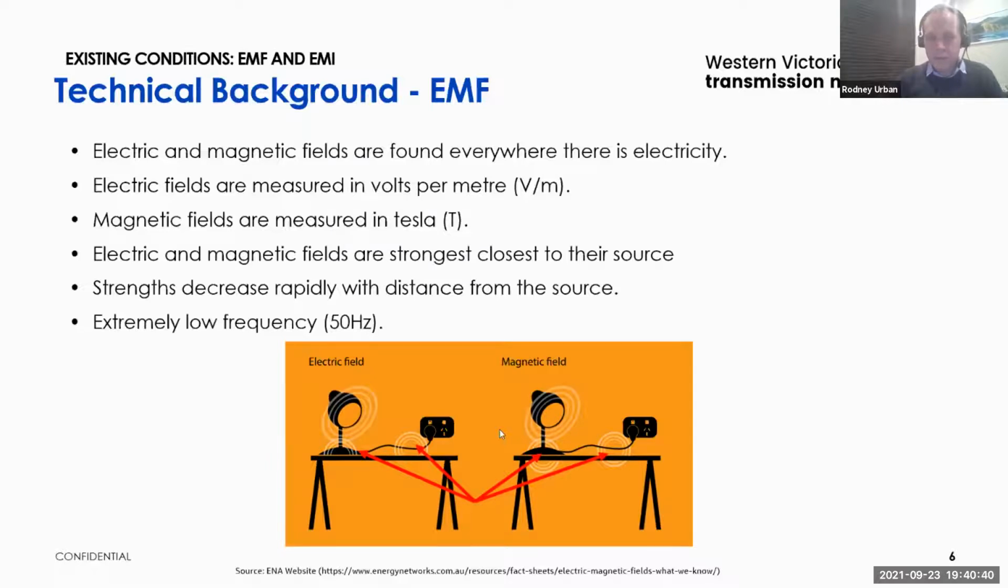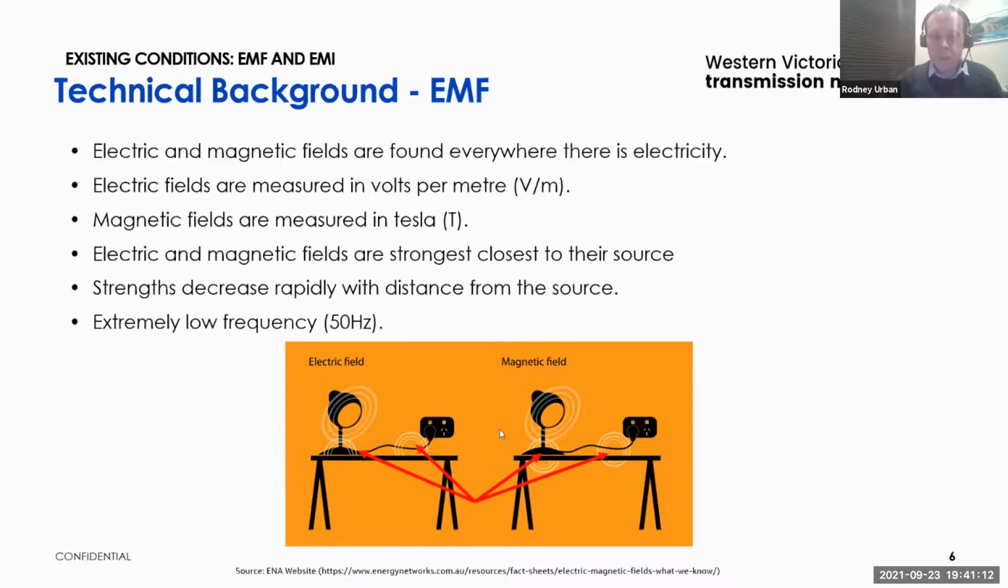We've got a very simple graphic representation of the two fields on the slide. And so we've got a general purpose outlet or wall plug, and that's supplying electrical current to the light sitting on the table. On the left-hand side, we've got the electric fields, and on the right, the magnetic fields. These look very similar, and that's because they work hand in hand. They're both present due to the voltage and the current in the electrical supply.